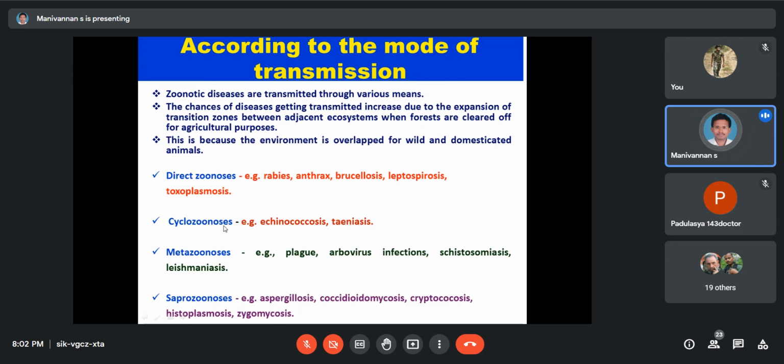What is metazoonosis? What is cyclozoonosis? What is synanthropic zoonosis? What is exoanthropozoonosis? What is direct zoonosis? What is vector-borne zoonosis? More terminology: what is euzoonosis? What is amphizoonosis? What is zooanthropozoonosis? What is anthropozoonosis?